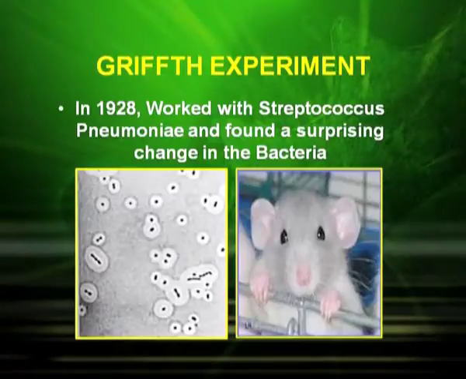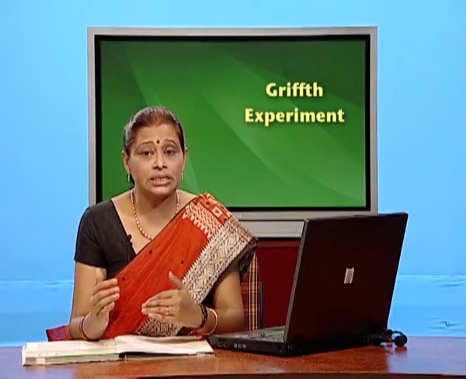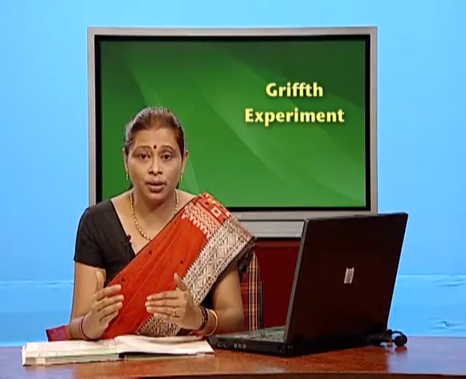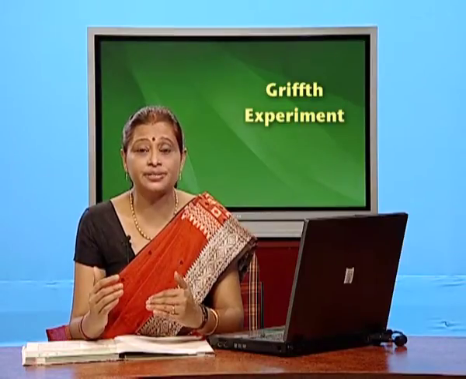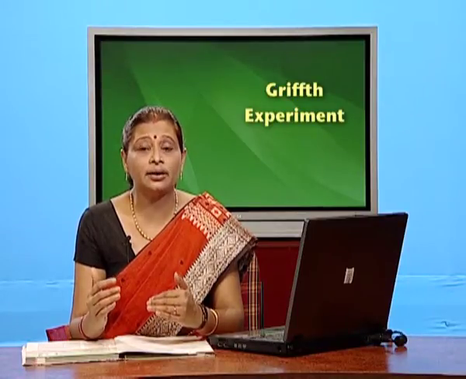The first experiment that was performed in the search for genetic material was by Griffith. In 1928, he worked on the bacteria Streptococcus pneumoniae, which causes pneumonia in rats. While he was experimenting with these bacteria, he found a surprising change in them. Streptococcus pneumoniae occurs in two forms. One is the S strain, which is called the smooth strain, and the other is the R strain, which we call the rough strain.